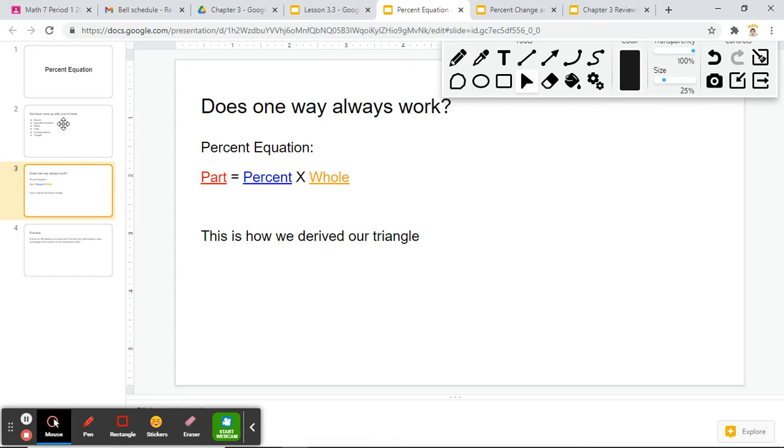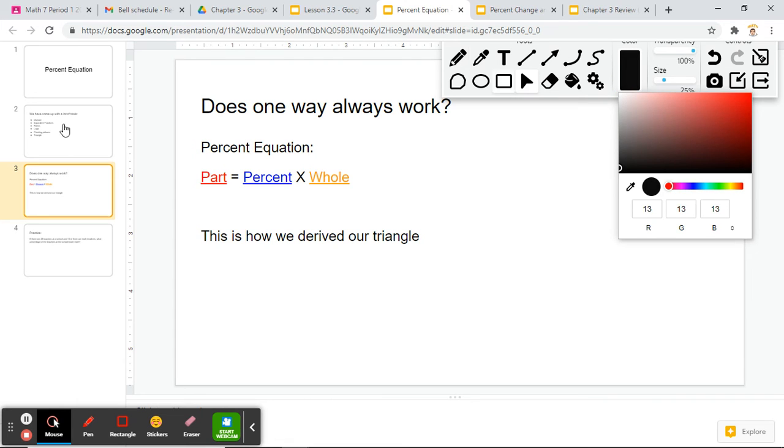All right, so is there one way that always works? And the answer is, well, yes, obviously, all those other ways will always work. We can kind of derive them from one thing, and that's this percent equation here. So our percent equation tells us that our part is equal to the percent times the whole. Or basically, whenever we have those three things, whether it's the part, the percent, and the whole, we can plug them into this formula right here and then just solve for whichever one we're missing.